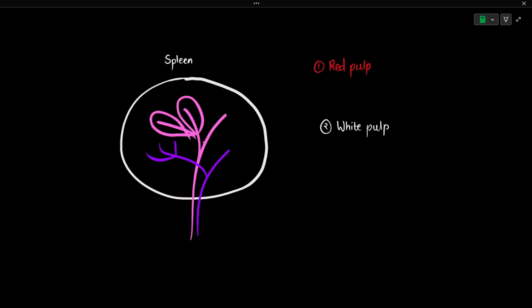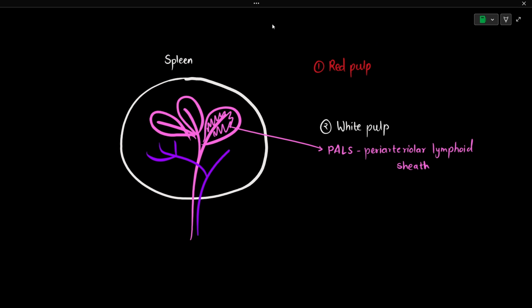So this particular area surrounding the splenic artery is known as PALS, the periarteriolar lymphoid sheath. This lymphoid sheath is known as periarteriolar because it is just beside, surrounding, the splenic artery. Okay, so this is very important because this particular region is rich in T cells. This is the T cell rich region.